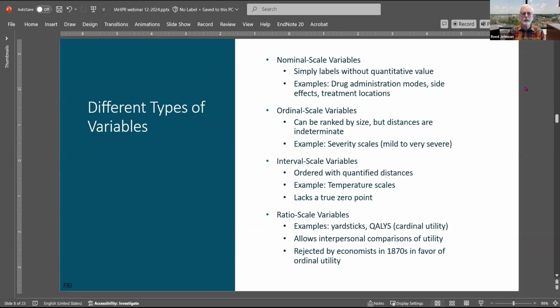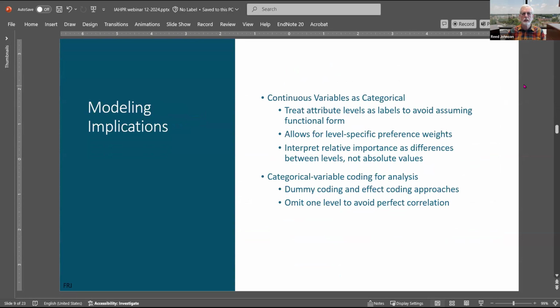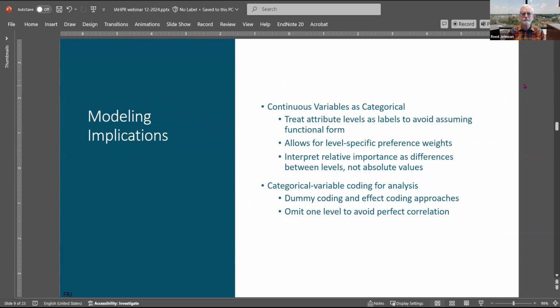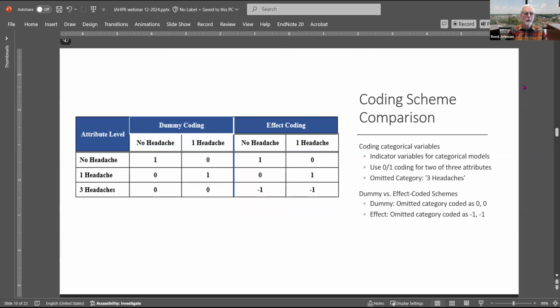Okay, skip over this. This is kind of basic statistics stuff. So once we have the data laid out, we need to decide, since these are categorical variables, we could estimate these as continuous, but I'm going to show you why that's a bad idea.